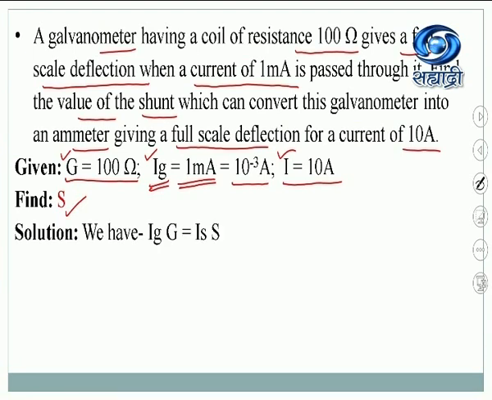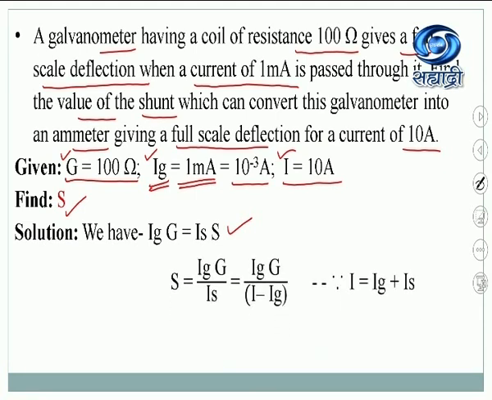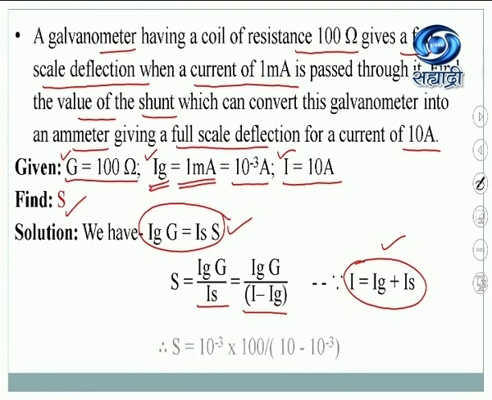So we know that, I just told you that. You must know the two equations. One is Ig into G equal to Is into S. This is one equation. So from this we can write S equal to Ig into G upon Is. Now, for Is we write I minus Ig. Why? Because this is our second important equation, I just told you. This is the first equation, this is the second equation. If we know these two equations, we can find out anything. So we got this relation.